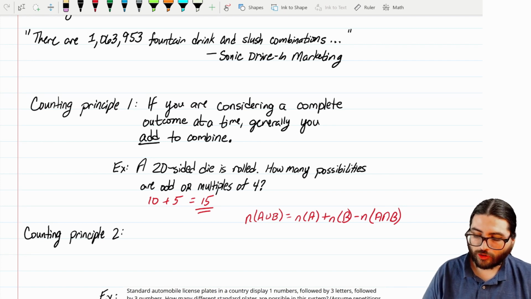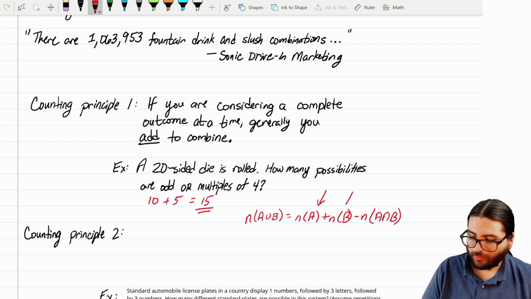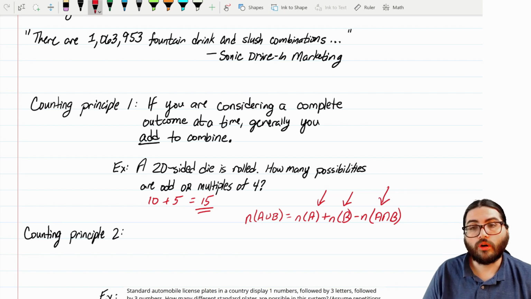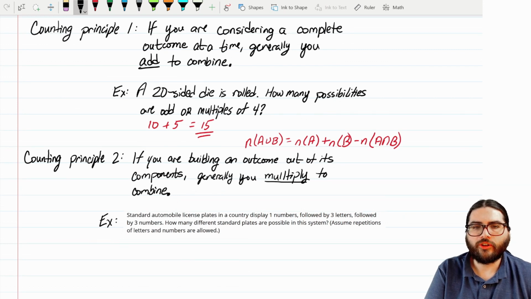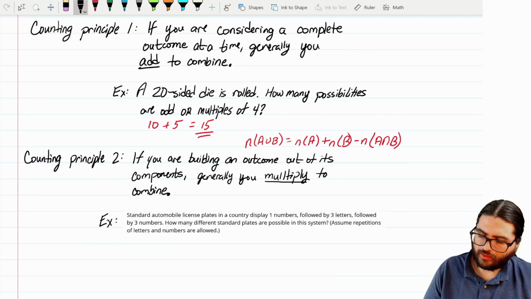But this was basically our double counting formula. If you count something in one set and you count something in a different set, you have to make sure to go back and subtract the part which has been double counted. It was in both A and B. I don't think we need a big long formula to express that idea, though, which is why I don't write this formula out quite so often. And that brings us to counting principle number 2. If you build one outcome out of its components, we generally multiply to combine those things.